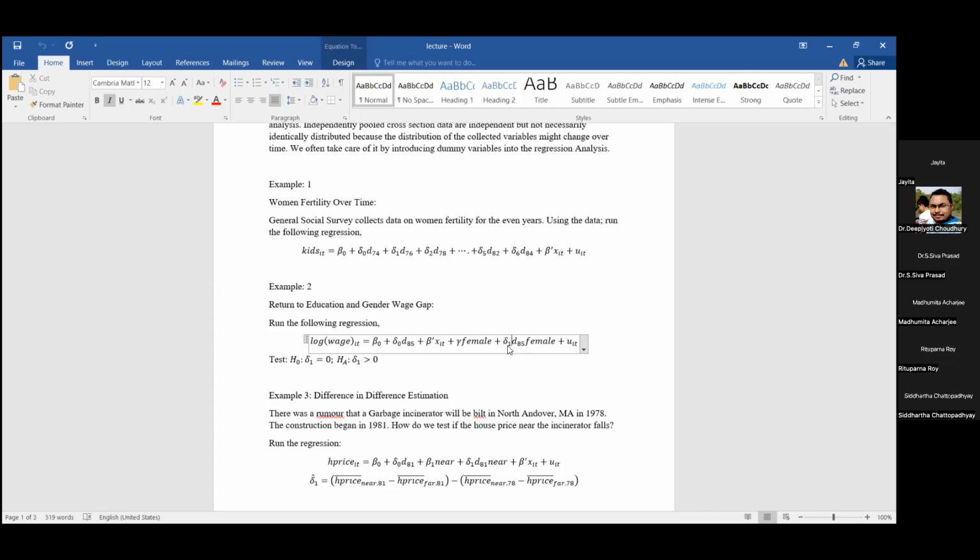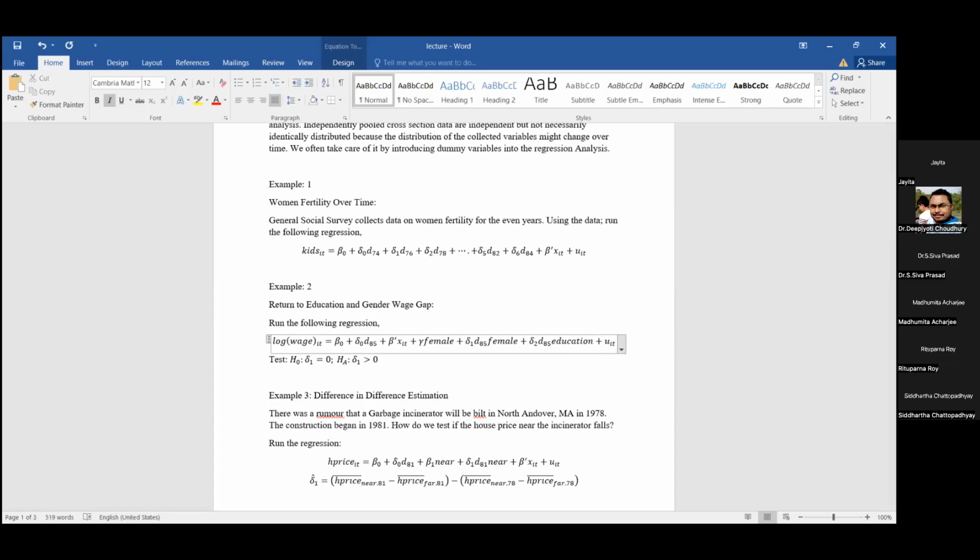I can also introduce, as I said, in X_it I have data on education. So I have this education data, let's say X, this is my education. And suppose I introduce another variable over here, D85. Suppose I introduce a variable like this: delta 2 multiplied by D85 multiplied by education.